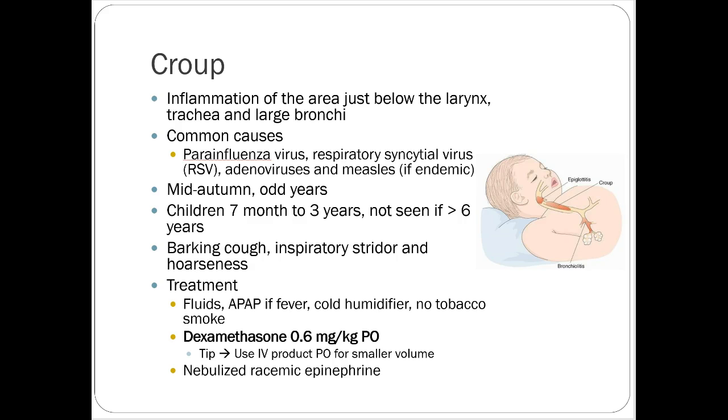We also use racemic epinephrine nebulizers, and that helps with some local vasoconstriction, especially in the throat area. It doesn't really get too far into the lungs and affect that a lot, but it does help in the upper respiratory tract.